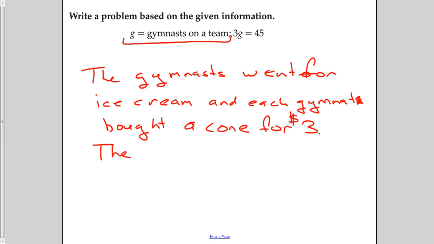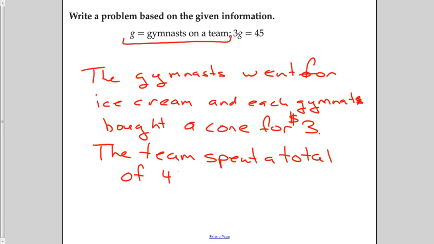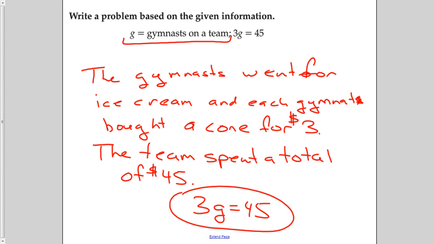The team spent a total of $45. And so if each gymnast spent $3 for their cone, and the total the team spent was $45, then 3 times the number of gymnasts equals the total amount of money spent. And so these sentences represent the situation or a problem based on what this is.